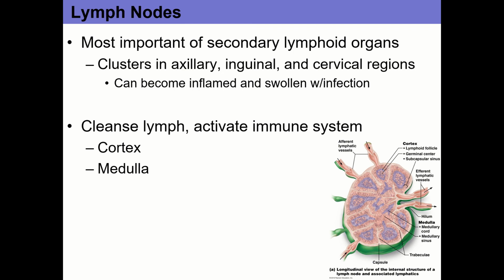So those are your lymph nodes. You've got hundreds of them, somewhere in the neighborhood of 600. The lymph will pass through a series of them to get back into the subclavian vein, and that's when you've got your clean lymph.